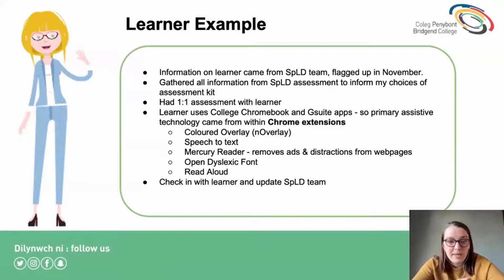So we put in place an overlay, a coloured overlay, speech to text, Mercury Reader, which removes adverts and distractions from web pages, set up open dyslexic font, and sorted out read aloud so they could select the text and it would be read back to them. So during that assessment, we set all that up on her Google profile. So wherever she logs on, that'll always be there, and she'll never have to redo it, which is a fab feature for Chrome, and Windows also offer that feature.